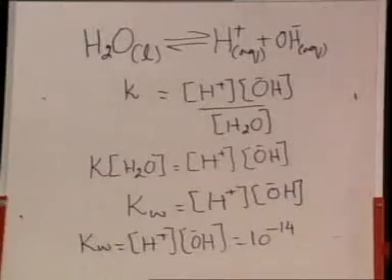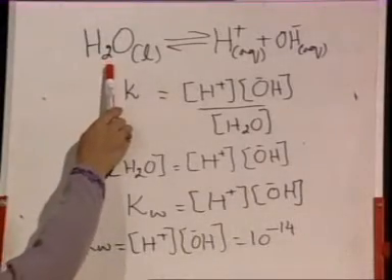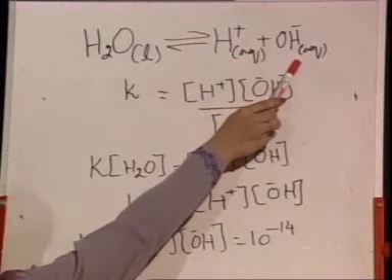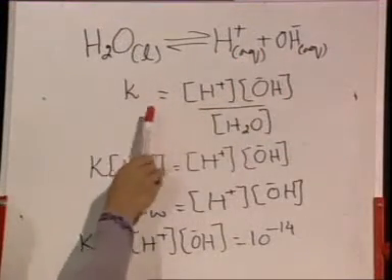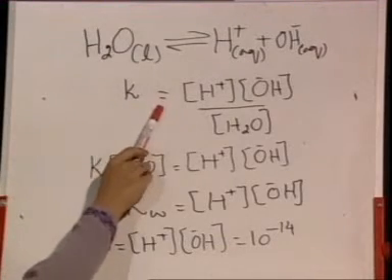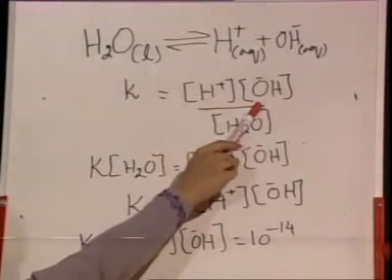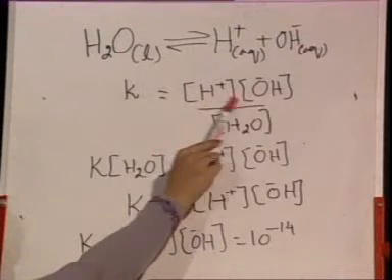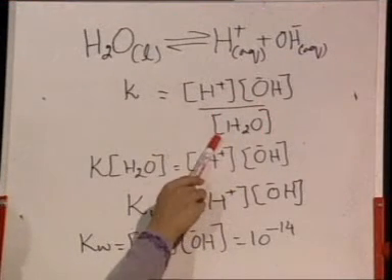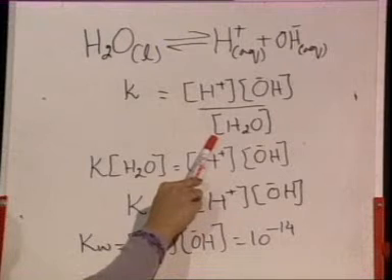Liquid water ionizes to produce hydrogen ions and hydroxyl ions, and the equation for this ionization is: liquid water is in equilibrium with hydrogen ions and hydroxyl ions. The equilibrium constant expression for this equation is K equals the concentration of hydrogen ions multiplied by the concentration of hydroxyl ions, divided by the concentration of water.